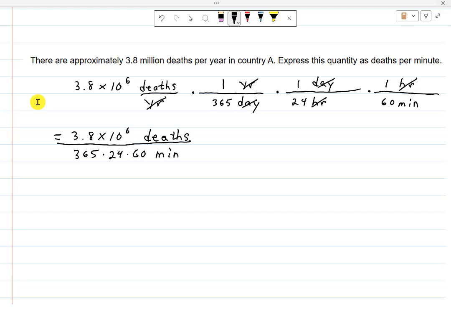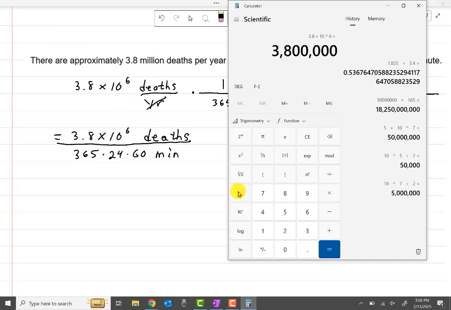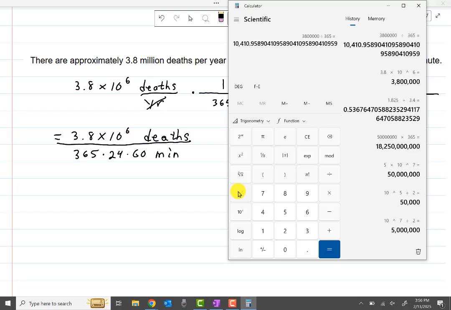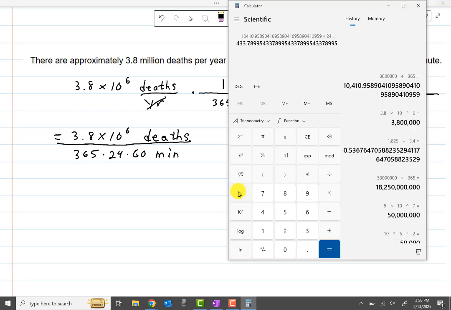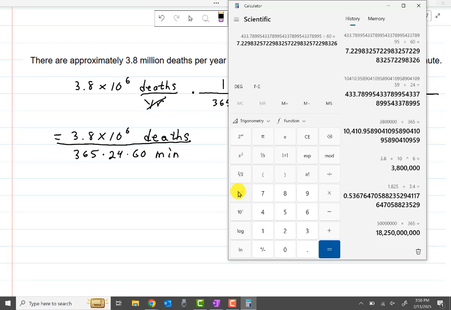Let me get my calculator to do this. I may still have the number up from before. No, I do not. So let's do 3.8 times 10 to the 6th. So 3,800,000. Now I'm going to divide by first 365, hit enter each time. Then divide by 24, hit enter again, and then divide by 60. And I'll round to a couple decimal places here. It looks like 7.23 deaths per minute.